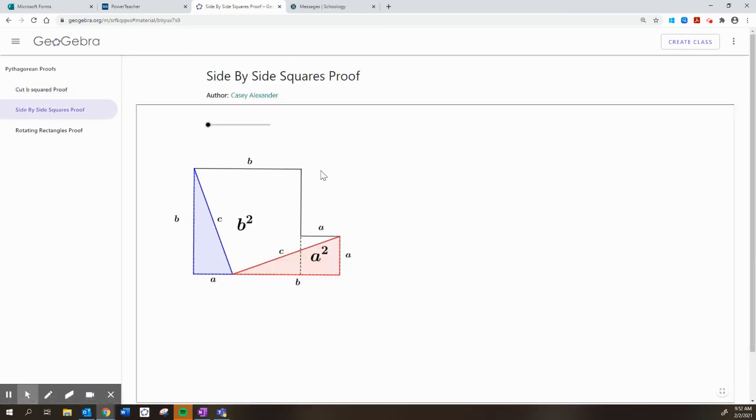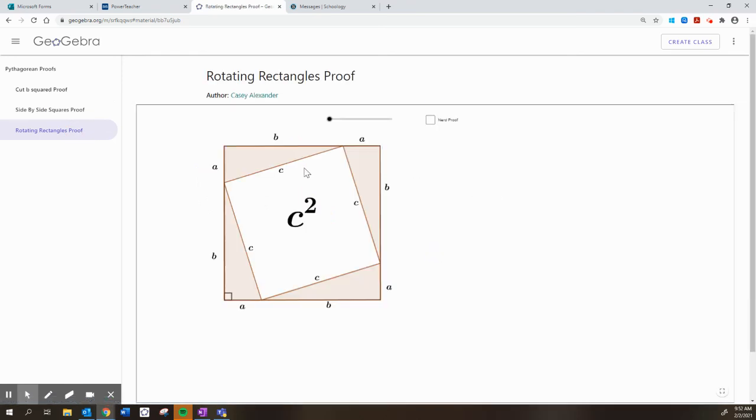We looked at another one like this, where I have an A here and a B here, and there's those two squares next to each other. And when I rearrange it, then they rearrange into this square here that is C squared. And see these blue and red right triangles, those are identical triangles, and A is here and B is here. So that's another proof.